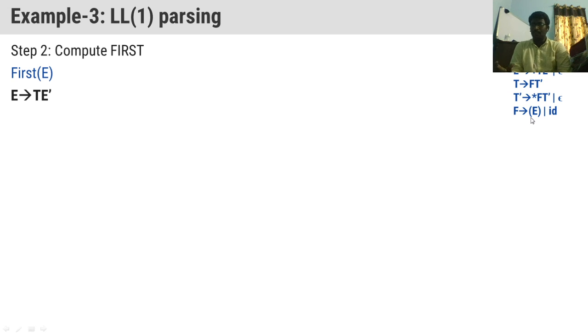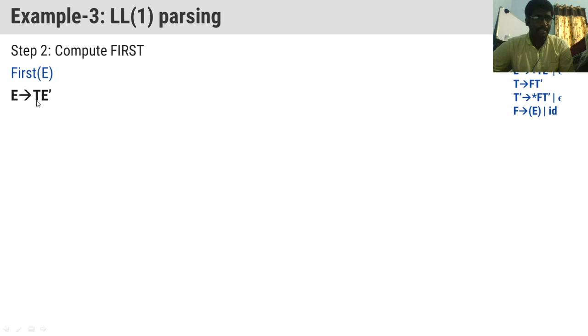So while computing the first set, or while looking at the starting symbol of any production, you have to determine whether that symbol is a terminal or non-terminal. If that symbol is a terminal, then we will directly add that symbol to the first set. If that symbol is a non-terminal, we will jump to the particular production.